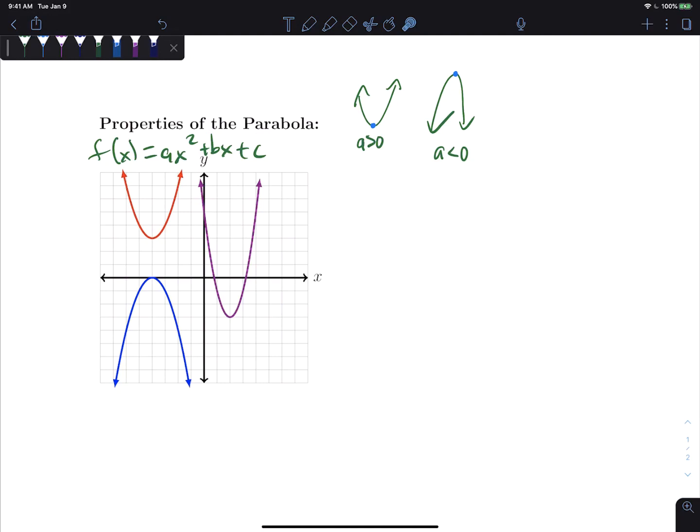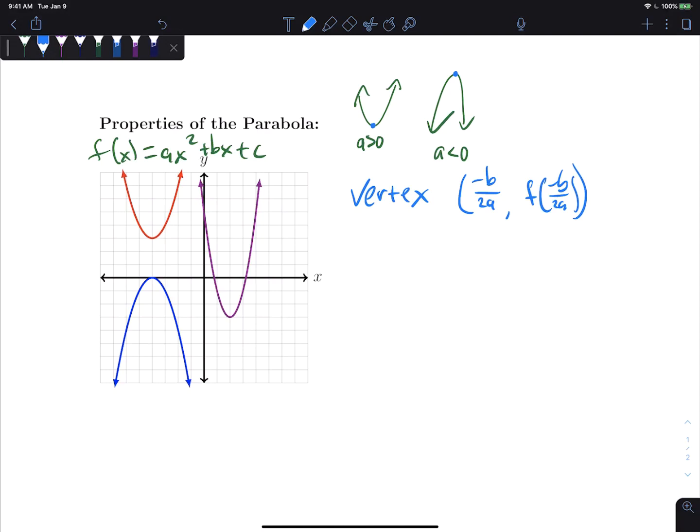Now, the maximum or minimum is called the vertex. And the vertex has a particular coordinate in the function, and it all depends on what a and b are. Notice it kind of depends on c, but the x-coordinate does not depend on c. So the vertex for a quadratic function is the following. It is the coordinate (-b/2a, f(-b/2a)).